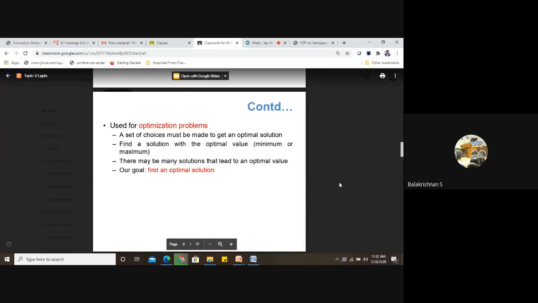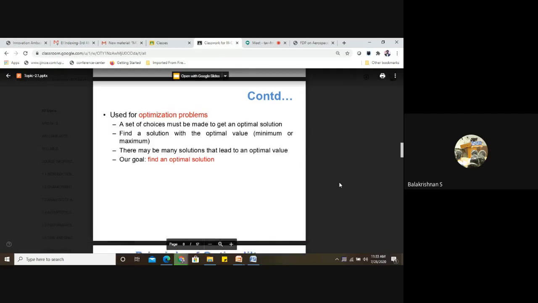Optimization problem means we have a set of choices or a set of solutions, and decisions must be made to get an optimal solution. It finds a solution with the optimal value. The optimal value may be a minimum or maximum, and also there may be many solutions that lead to an optimal value. The main goal of dynamic programming is to find an optimal solution. The optimal value may be minimum or maximum, depending on our need. Based on our expectation, we can use either the minimum or maximum value.